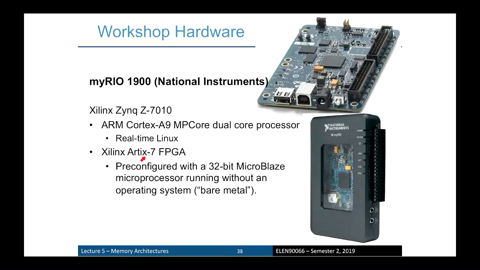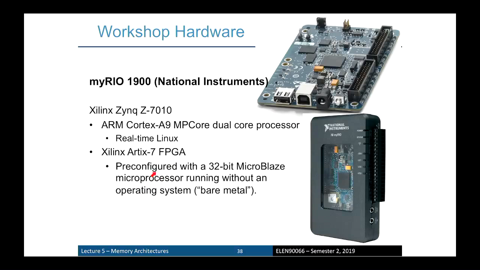You also have this Artix-7 FPGA, which is a hardwired logic component in there. And that's for real-time stuff. Remember, this is real-time Linux. Real-time is in inverted commas because there's an operating system. Stuff is happening at the same time, and it's hard to predict what's going on.